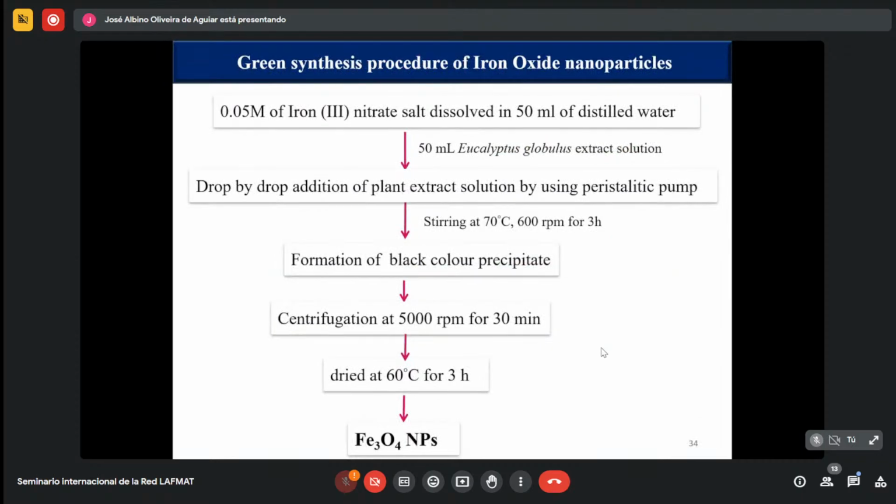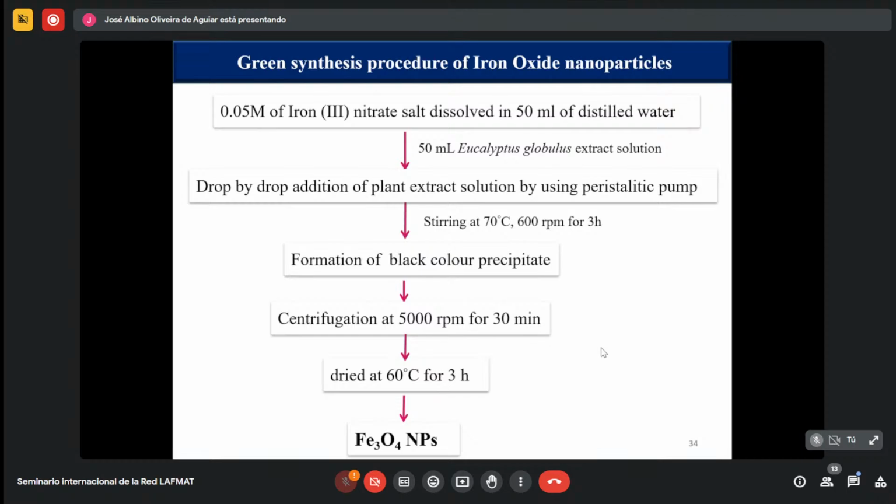Synthesis of another metal oxide nanomaterial by the green method. This is the iron oxide nanomaterial. 0.05 molar iron nitrate salt was dissolved in 50 ml distilled water. Then we added the extract. What is that extract? Eclipta extract, a plant material. That extract is added to the iron salt dropwise using a peristaltic pump, as we worked previously. Then black color precipitate forms, and it is centrifuged at 5000 rpm for 30 minutes.